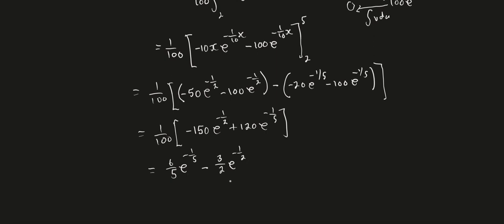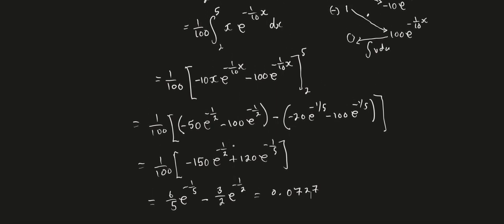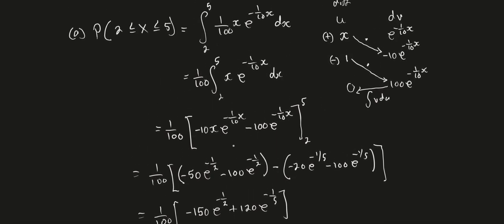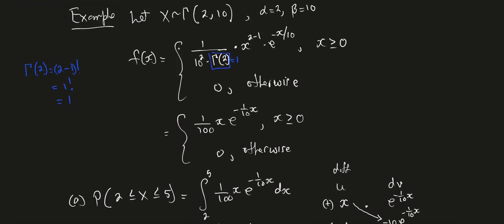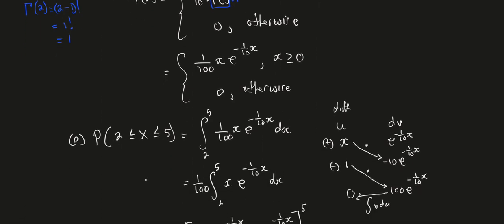At this point, if we get the decimal approximation for this rounded to 4 decimal places, we're going to get 0.0727, right? So just over a 7% chance that this gamma random variable will take on a value somewhere between 2 and 5. So that's that particular probability.